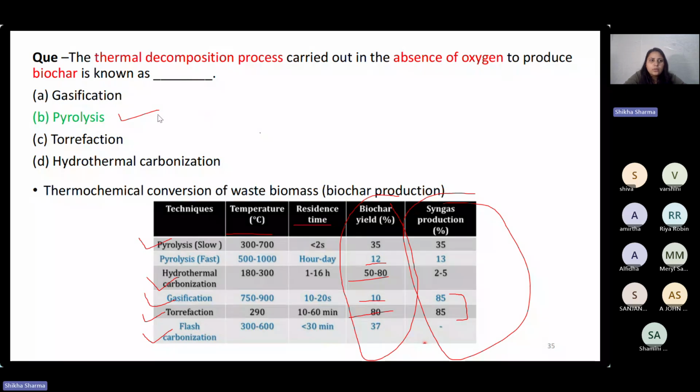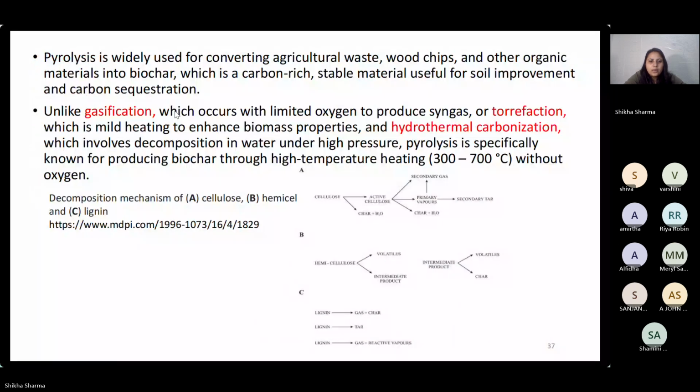So here, pyrolysis is the correct answer, which in the absence of oxygen produces biochar at higher temperatures. In pyrolysis, if we take cellulose, there is a mechanism for how it decomposes. Cellulose is converted into active cellulose, char, and H2O. This active cellulose is again converted into primary vapors, secondary gases, and char plus H2O. Finally, the secondary tar will be produced.